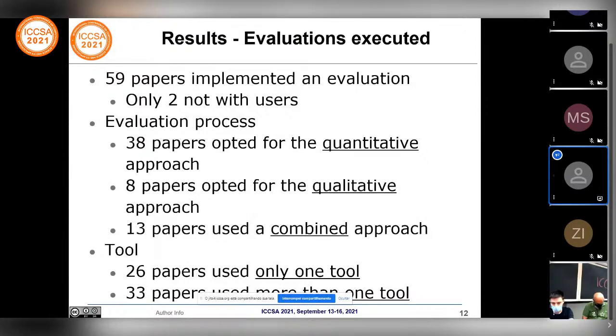About the evaluation process, 38 papers opted for a quantitative approach, 8 papers opted for a qualitative approach, and 13 papers used a combined approach, quantitative and qualitative. About the tools adopted, 26 papers used just one tool, and 33 papers used more than one tool.